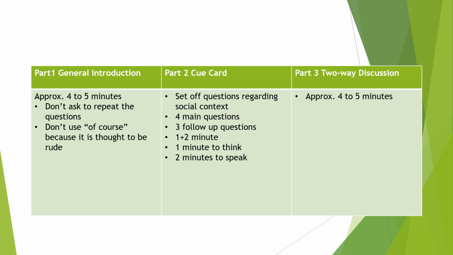Part 2 is the cue card. Set of questions regarding social context will be there. There are 4 main questions and 3 follow-up questions related to cue card. Here you are having 3 minutes. 1 minute is to think and 2 minutes to speak. So in total you have 3 minutes for the cue card section.